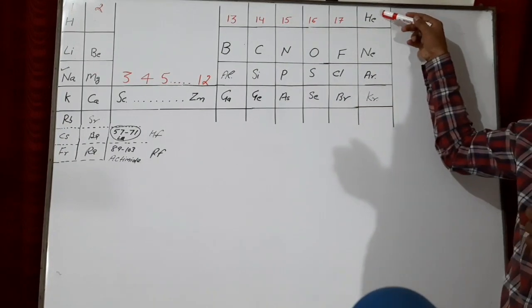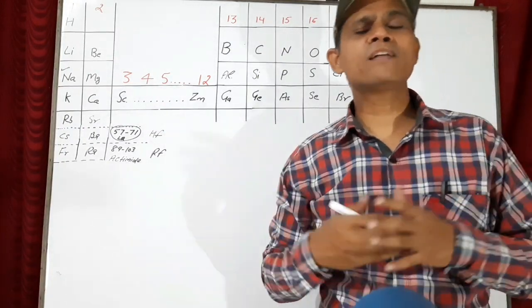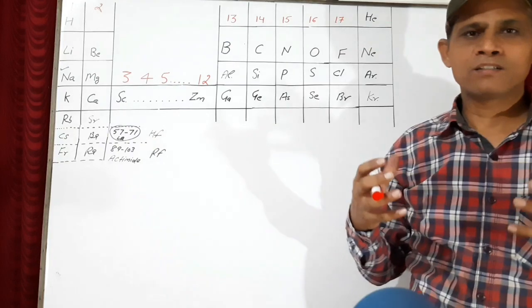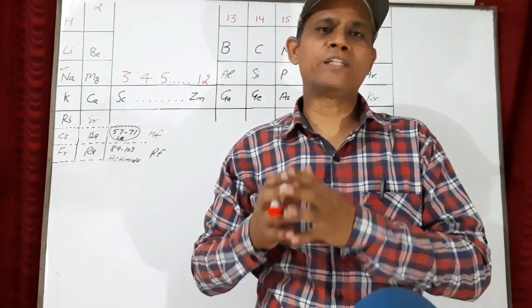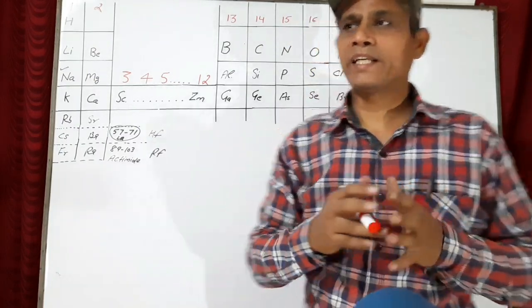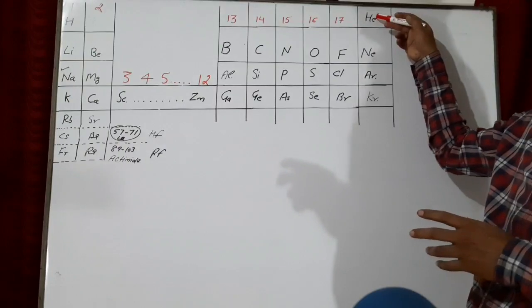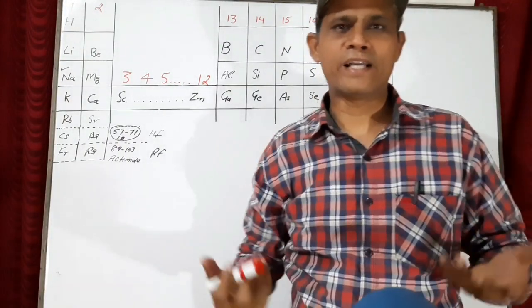Then comes group number 18. This is called inert elements. Why inert elements? Because their shells are complete and they are least reactive. They don't easily react with the elements. That is why these are known as inert elements or noble gases.